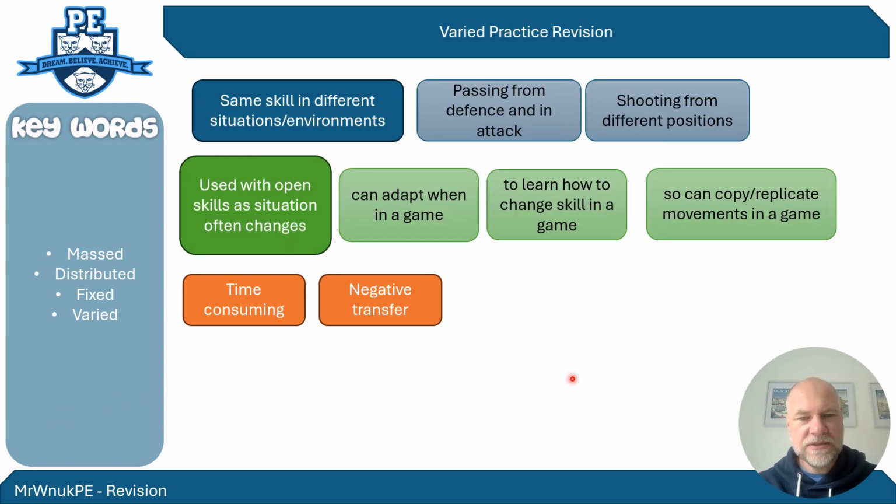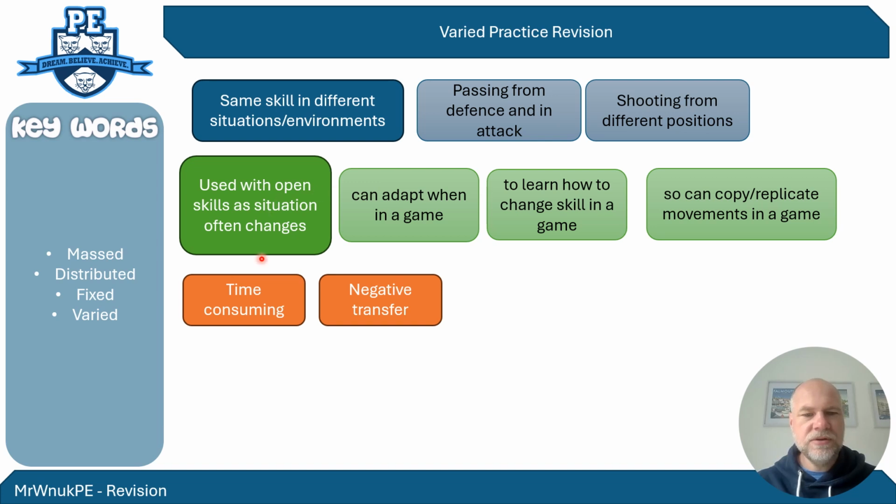And then finally we get to varied practice, where it's the same skill in different situations or environments. So it could be like, for example, passing from a defensive position and passing in an attacking position. So it's the same skill of passing, but you're just adapting it to different circumstances. It could be shooting from different angles. So it could be a netball player shooting from different positions around in the D.